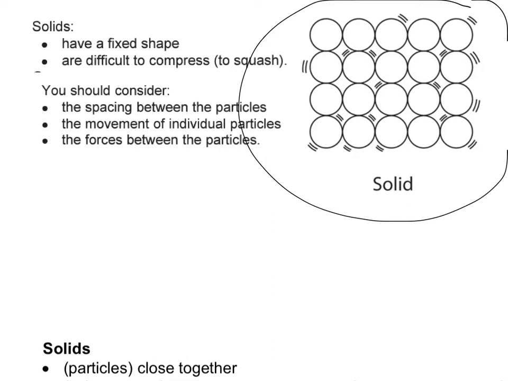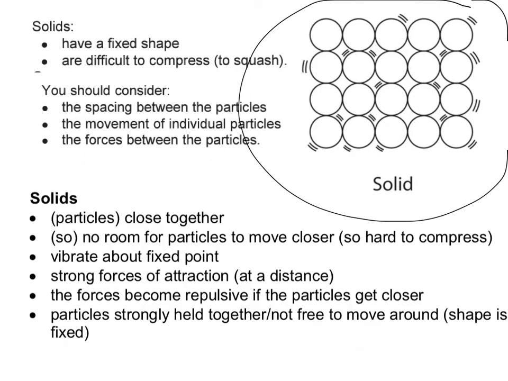So you can see that I've talked about spacing, and I've talked about forces there. Now to explain their movement, the solid particles aren't free to move about, they're only free to vibrate. And you can see that these annotations are showing that those particles in that solid are vibrating. To explain why they're difficult to compress, you'd explain that the solids have a very fixed shape, they're all very close together, and therefore it's very difficult to push them further together.